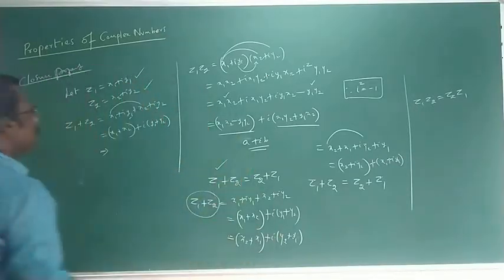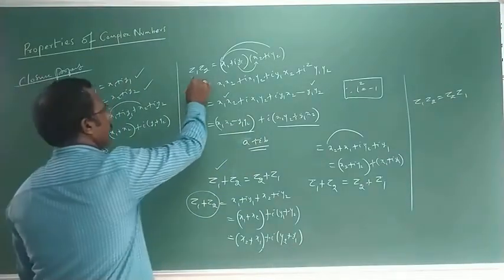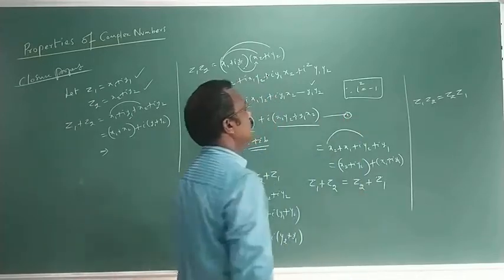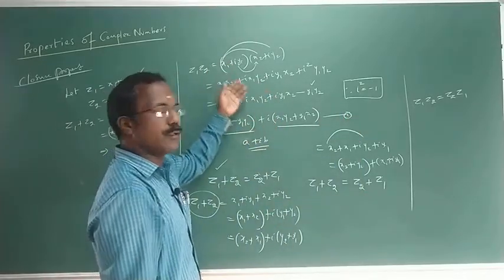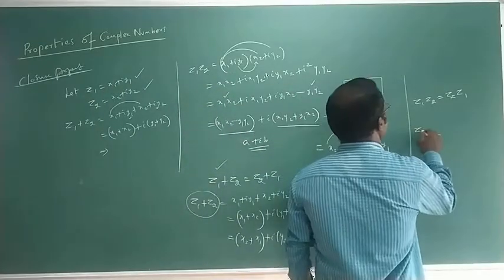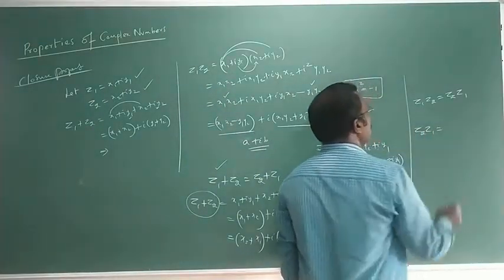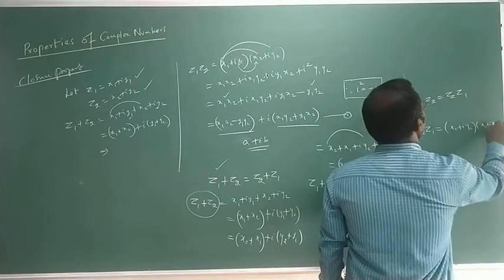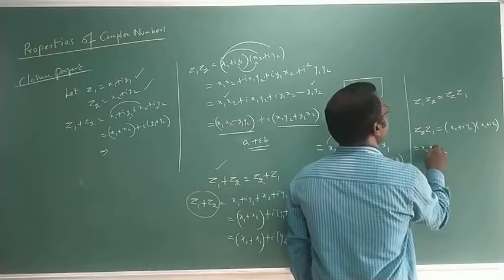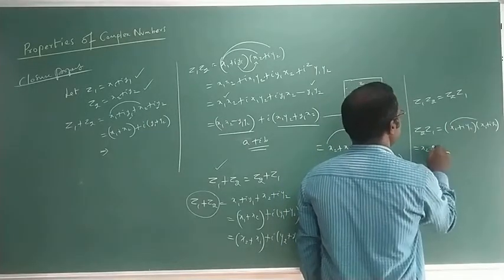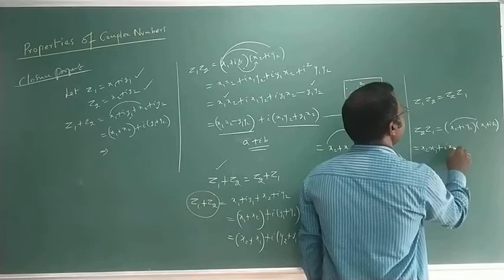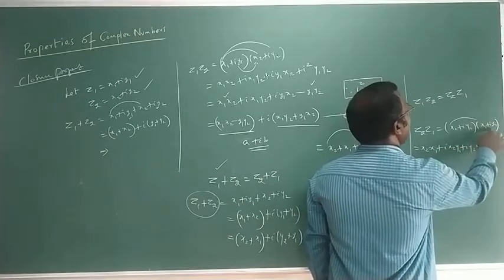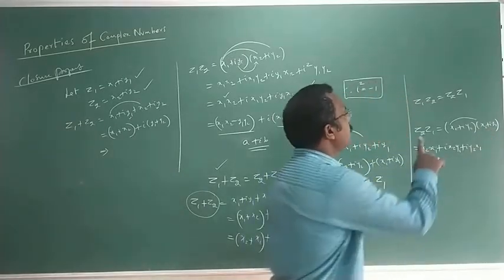So Z1 into Z2, I have already solved here. Here it is, look, Z1 into Z2. So now treating this as equation number 1. The Z1 Z2 case is already here. Now here we solve only Z2 Z1. Z2 Z1 is x2 plus i y2 and x1 plus i y1. So that is equal to x2 into x1 plus i into x2 y1 plus i into y2 x1 plus i into i square y2 y1.